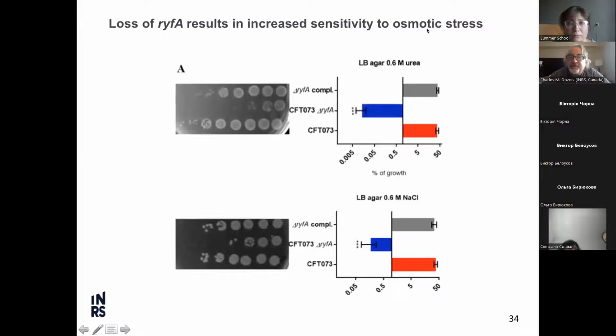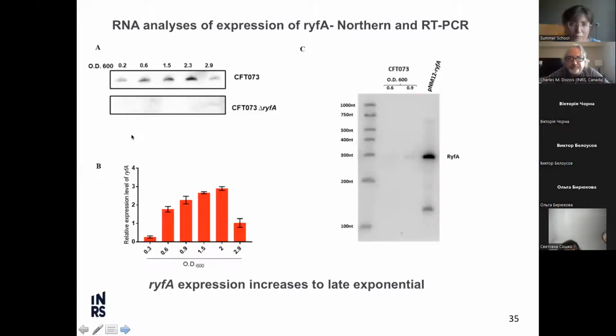Also more sensitivity to osmotic stress. So here, by growing them and then placing them on plates in the presence of 0.6 molar urea, we see a significant drop in survival in the presence of urea and also in the presence of NaCl to a certain extent. So this strain, losing RIF-A, results in both sensitivity to oxidative stress, osmotic stress, and concomitantly a drop in the level of production of these type 1 fimbriae.